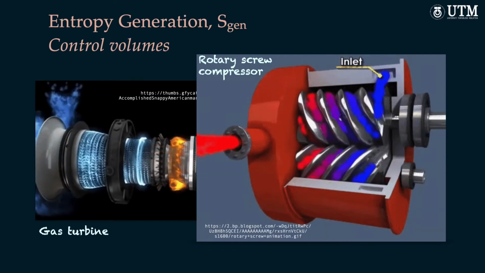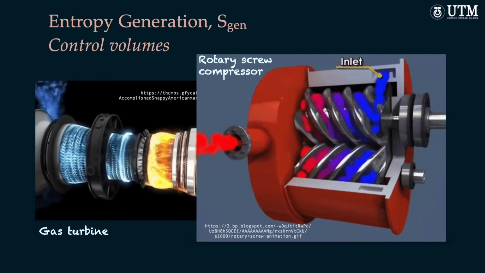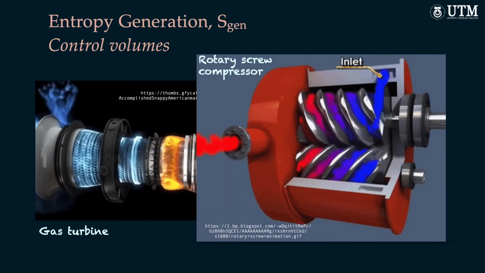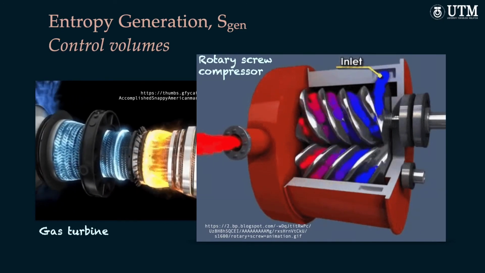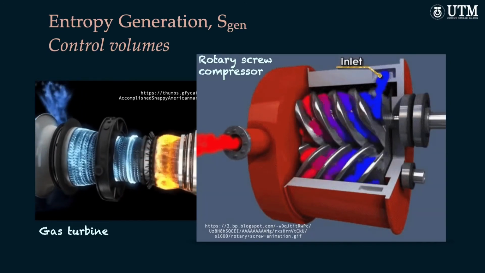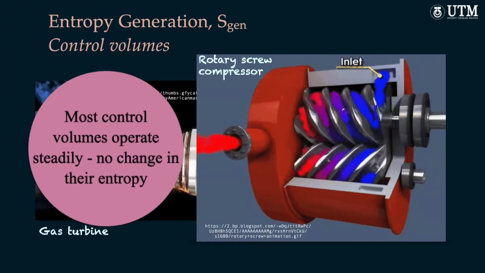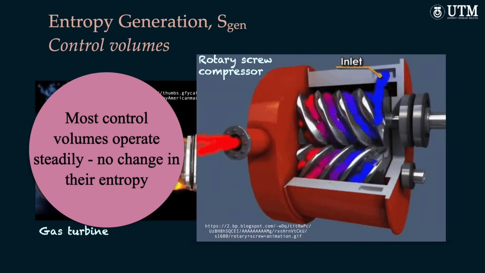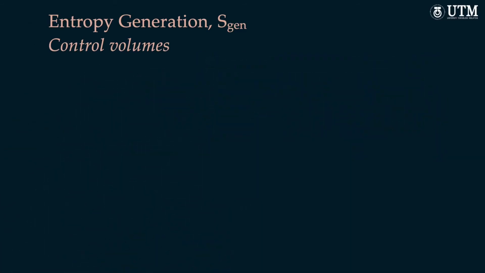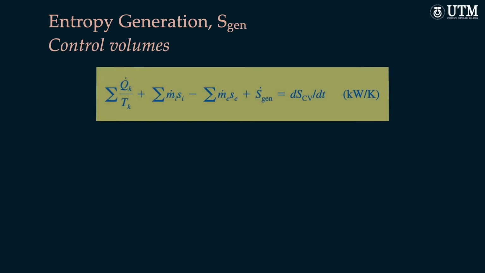Most control volumes encountered in practice, such as turbines, compressors, nozzles, diffusers, heat exchangers, pipes, and ducts, operate steadily. Thus, they experience no change in their entropy. Therefore, the entropy balance relation for a general steady flow process reduces to the following expression.